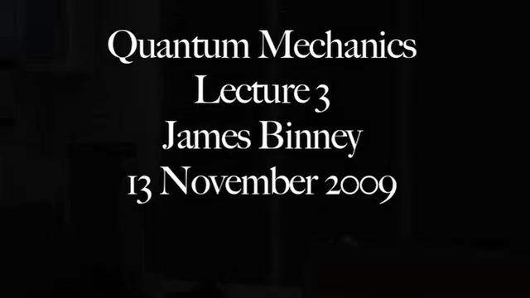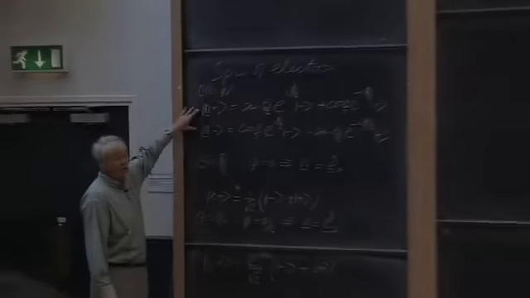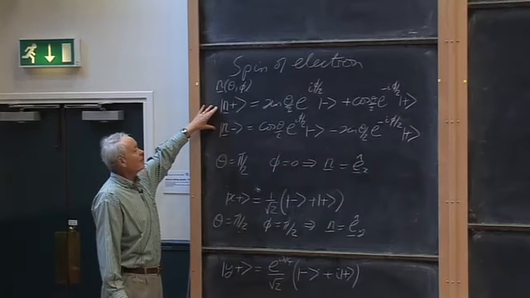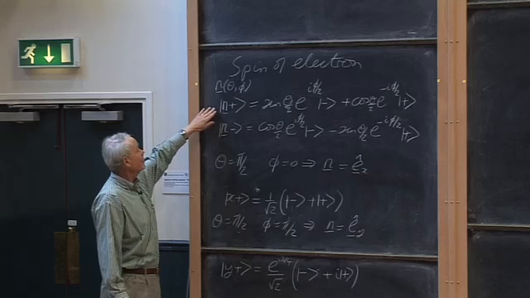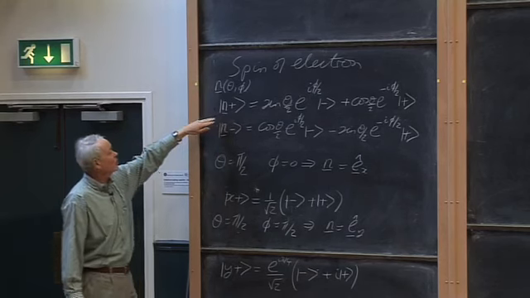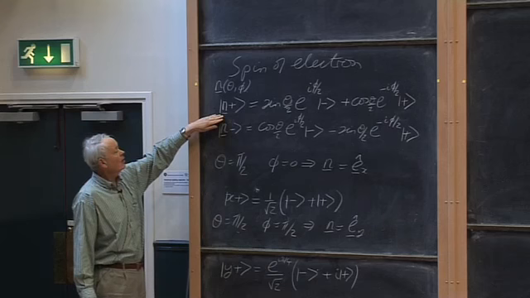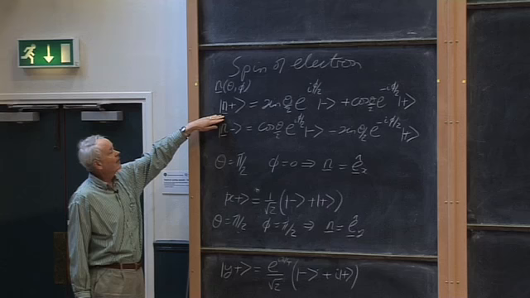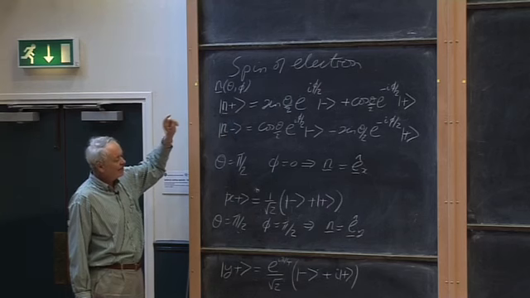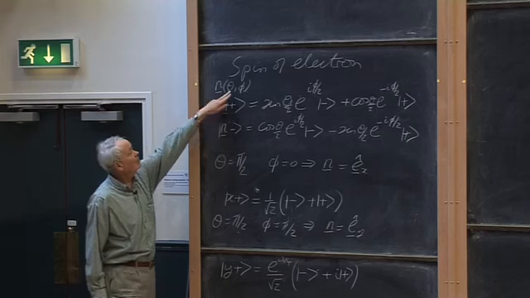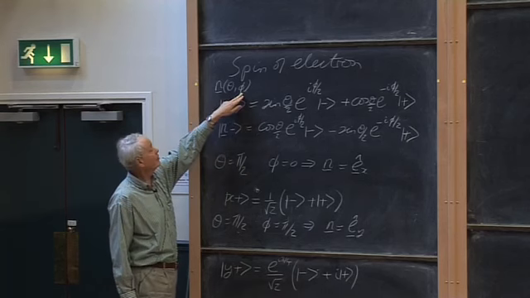This is where we were. I'd asked you to take on trust a result that will be derived some way down the course. These results express the state in which a spin-half particle like an electron is certain to have a half, plus a half, for the answer to its spin along the unit vector n, which is given by the polar angles theta and phi.